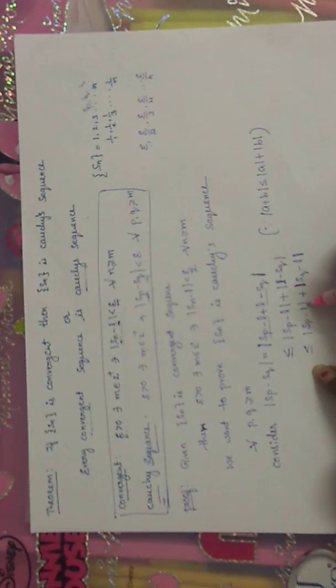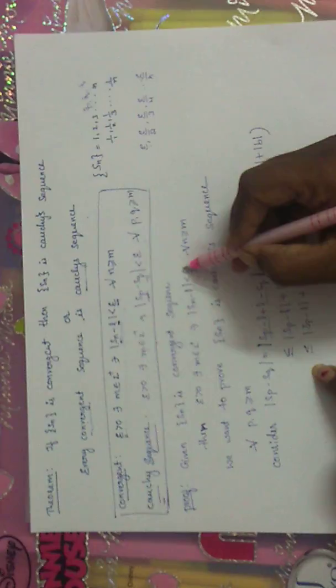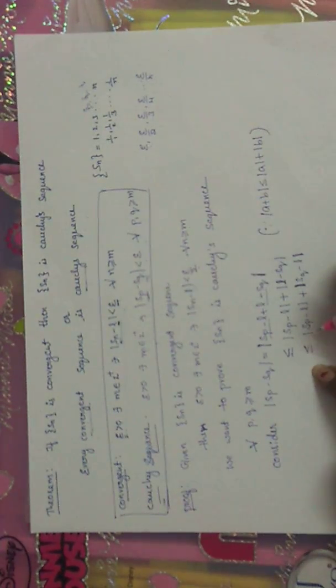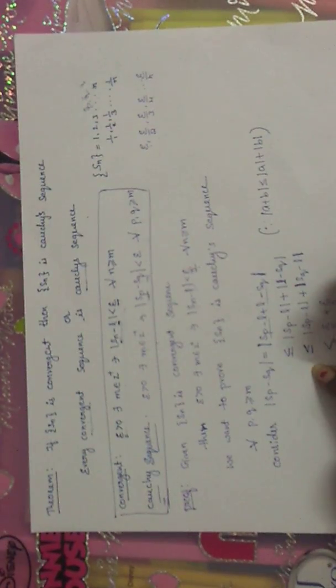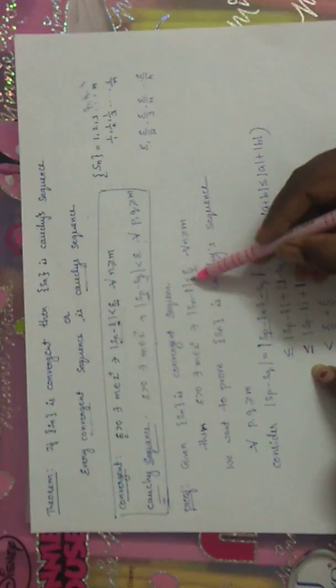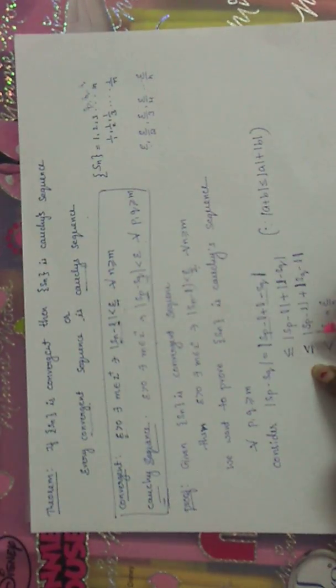So now, Sn minus L is less than epsilon by 2, which means Sp minus L is also less than epsilon by 2, and Sq minus L is also less than epsilon by 2. So I'll write less than epsilon by 2 plus epsilon by 2. Here it is less than or equal to because of this formula, and here it is only less than because Sn minus L is less than epsilon by 2; the equal sign is not there. So this value we can write as 2 epsilon by 2. These two will get cancelled. It is equal to epsilon.